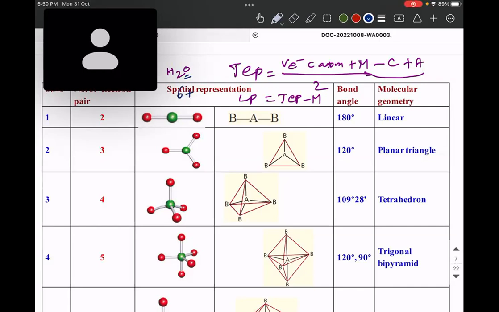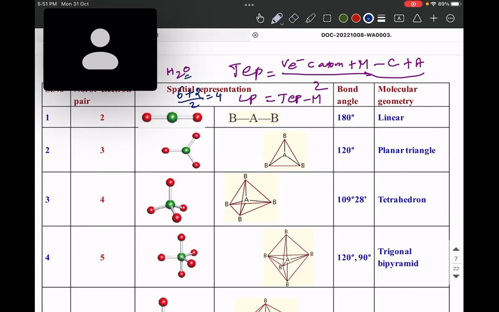2 hydrogen atoms are attached. So 2, that divided by 2. Because there is no cation and no anion, the charge will be missing in the molecule. So 8 by 2 gives 4. So 4 electron pairs minus how many monovalent atoms are attached? 2 monovalent. So 4 minus 2 gives 2.